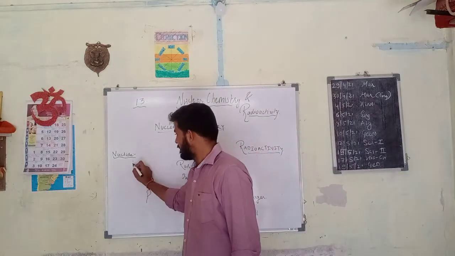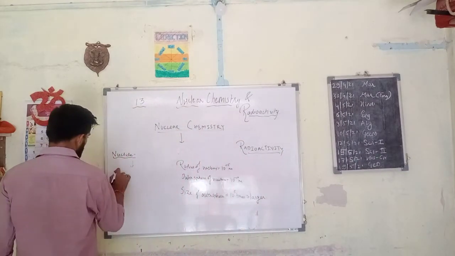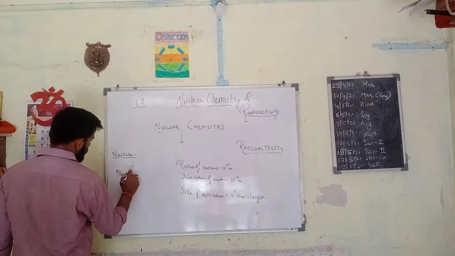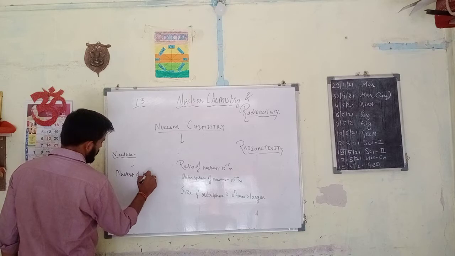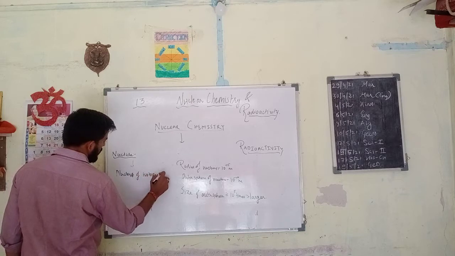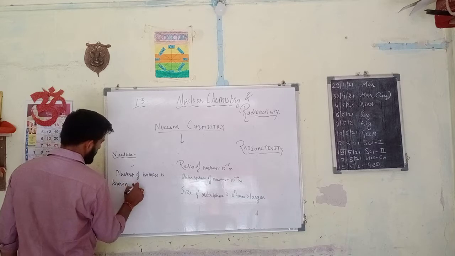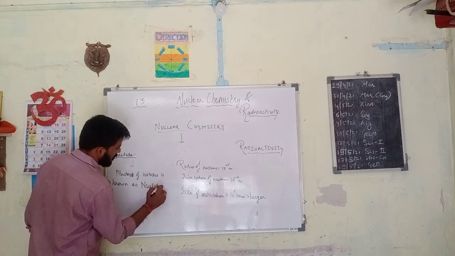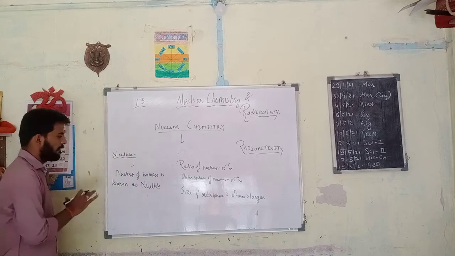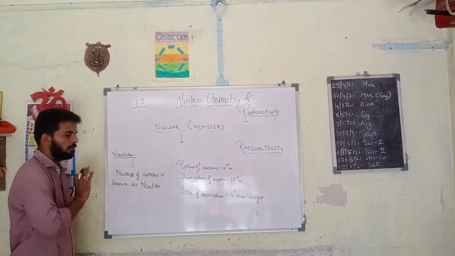So first we know what an isotope is. The nucleus of isotopes is known as a nuclide. A simple definition: the nucleus of isotopes is known as a nuclide.